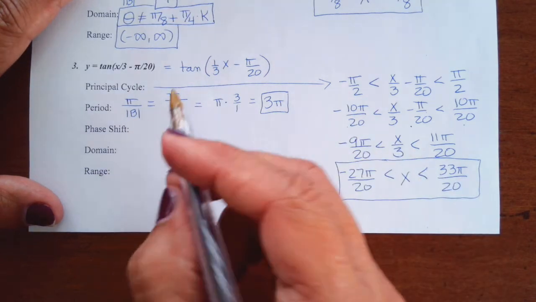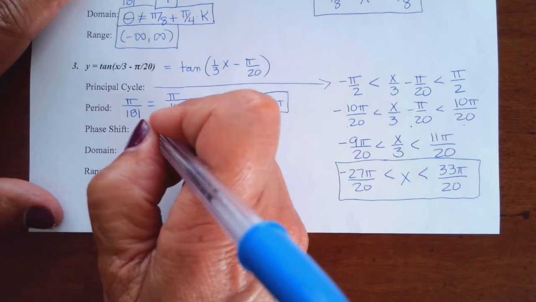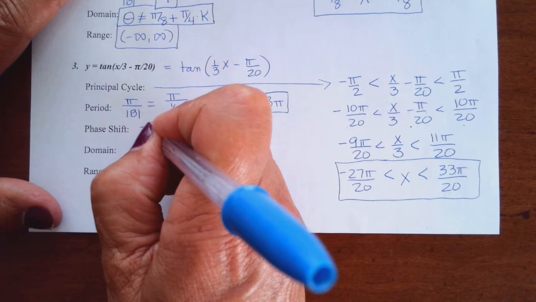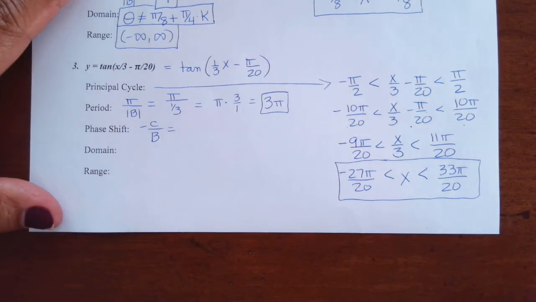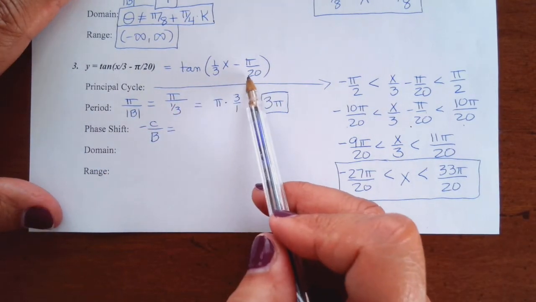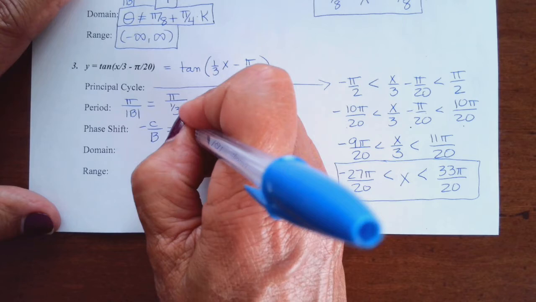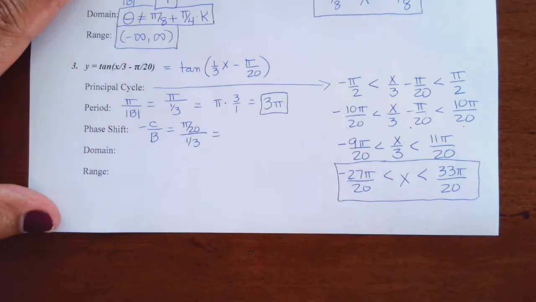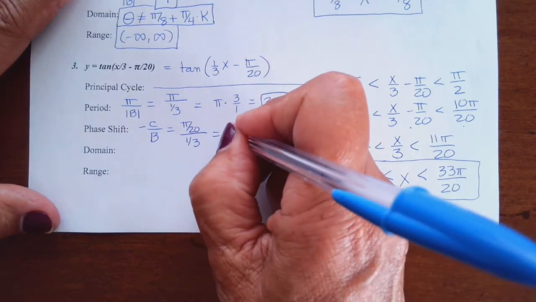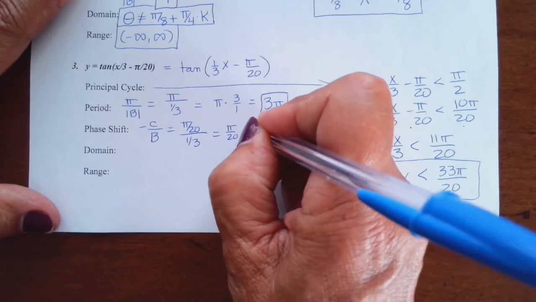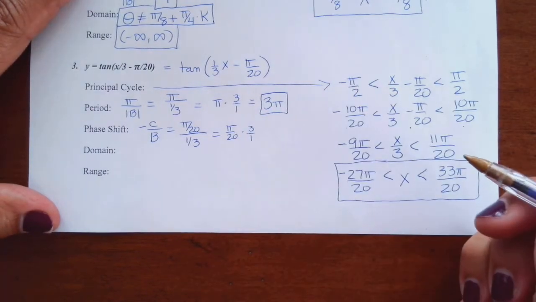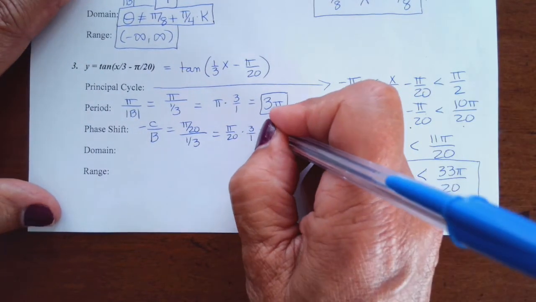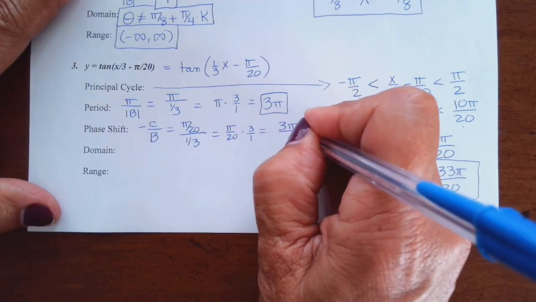All right, the phase shift is the same for every problem. Negative c over b. Okay? So the opposite of c, pi over 20, divided by b, which is 1/3. Okay, so just be careful when you divide. You guys get a lot of these wrong just because you're careless with your division. So when you divide, you multiply by the reciprocal, so that's pi over 20 times 3 over 1. So the phase shift is 3 pi over 20.